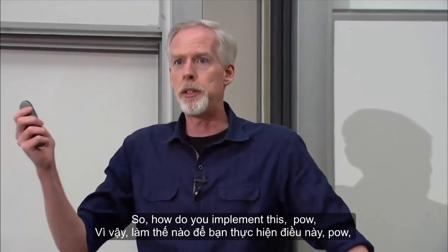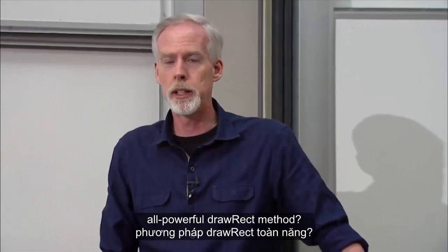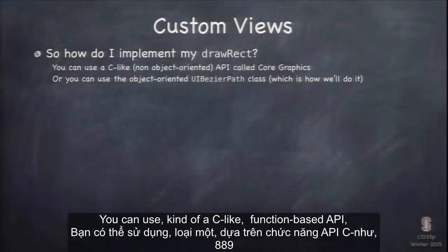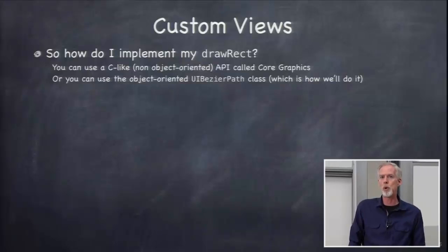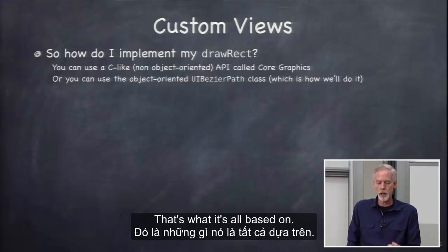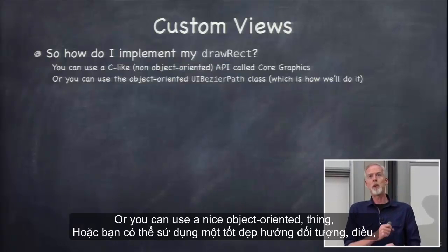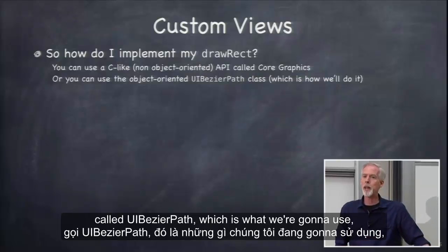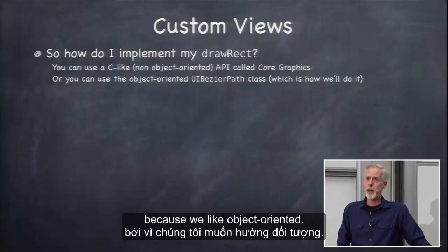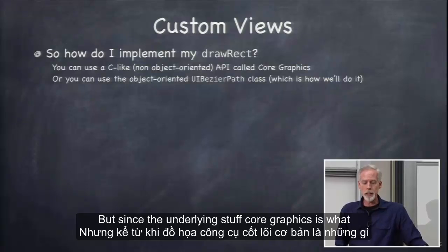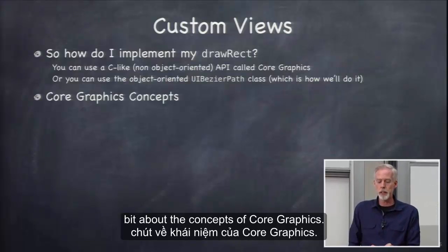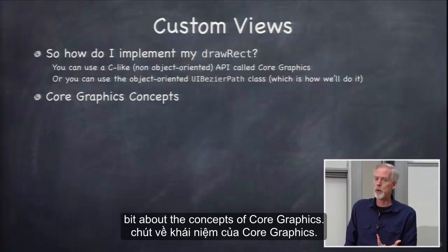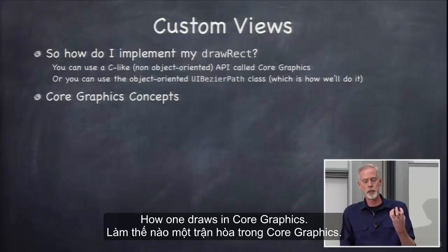So how do you implement this all-powerful drawRect method? You can use kind of a C-like function-based API called Core Graphics. That's what it's all based on. Or you can use a nice object-oriented thing called UIBezierPath, which is what we're going to use because we like object-oriented. But since the underlying stuff, Core Graphics, is what UIBezierPath is built on, I'm going to explain a little bit about the concepts of Core Graphics, how one draws in Core Graphics.